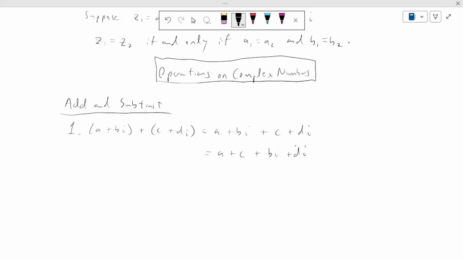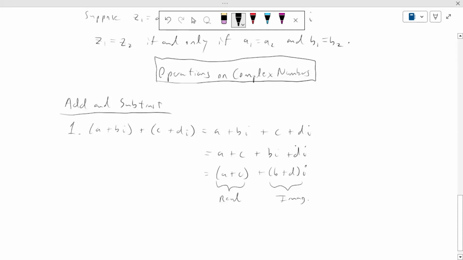Now that I have that, a plus c is a real number, so that's great. And then bi plus di is purely imaginary. Both of them have an i in them, so I can factor an i out and I get plus (b plus d) times i. There we have it. So that's now a complex number. This is the real part, and this is the imaginary part.